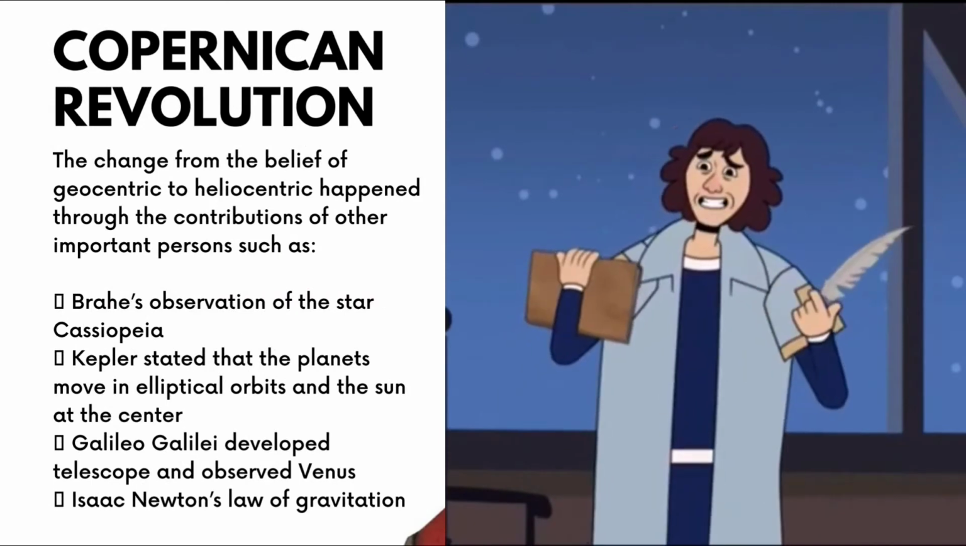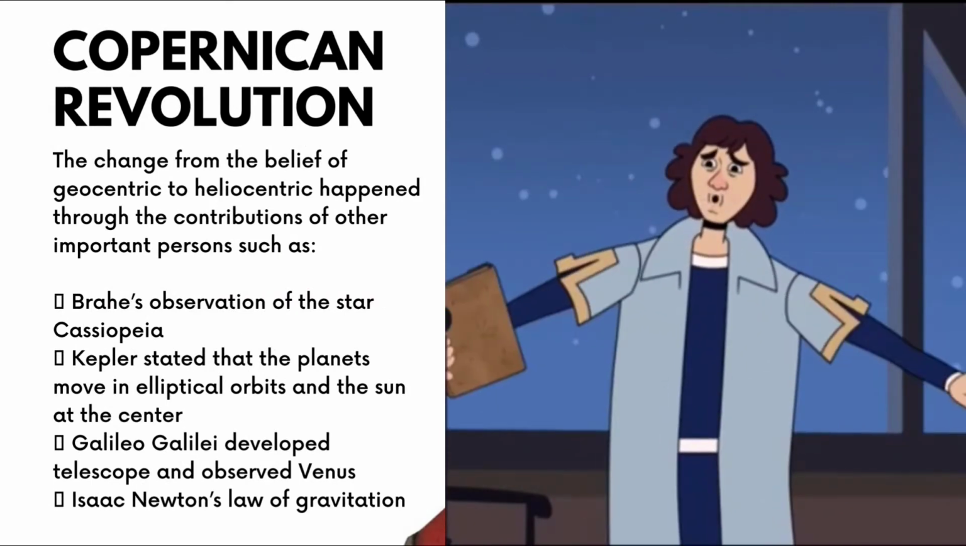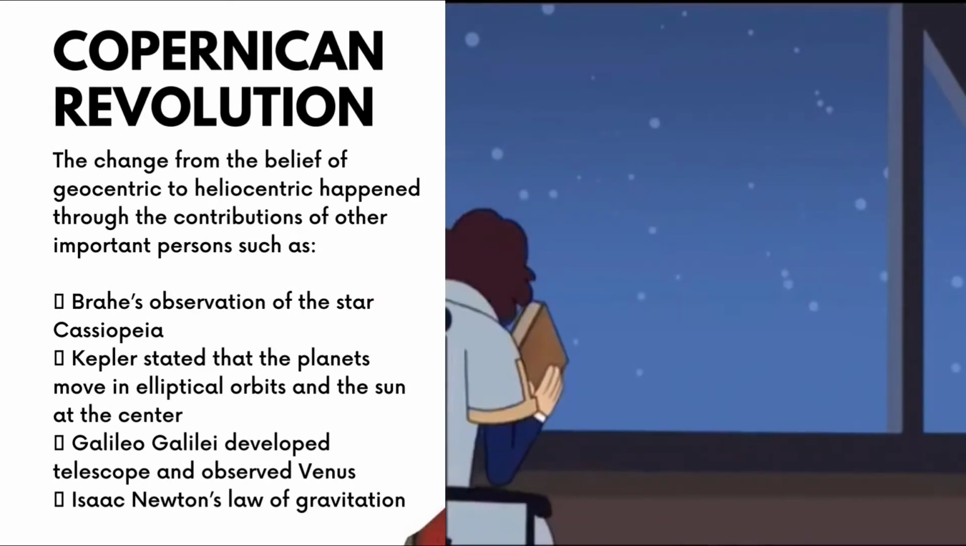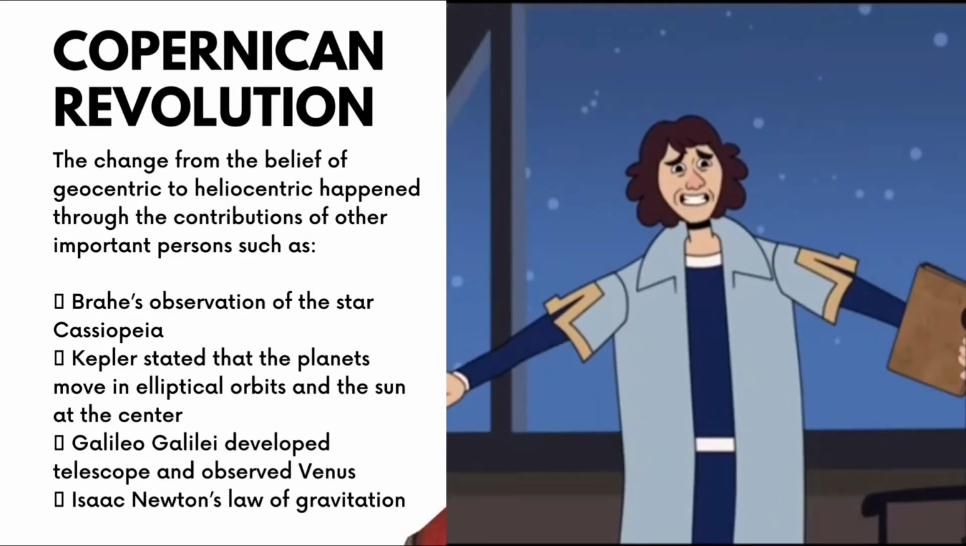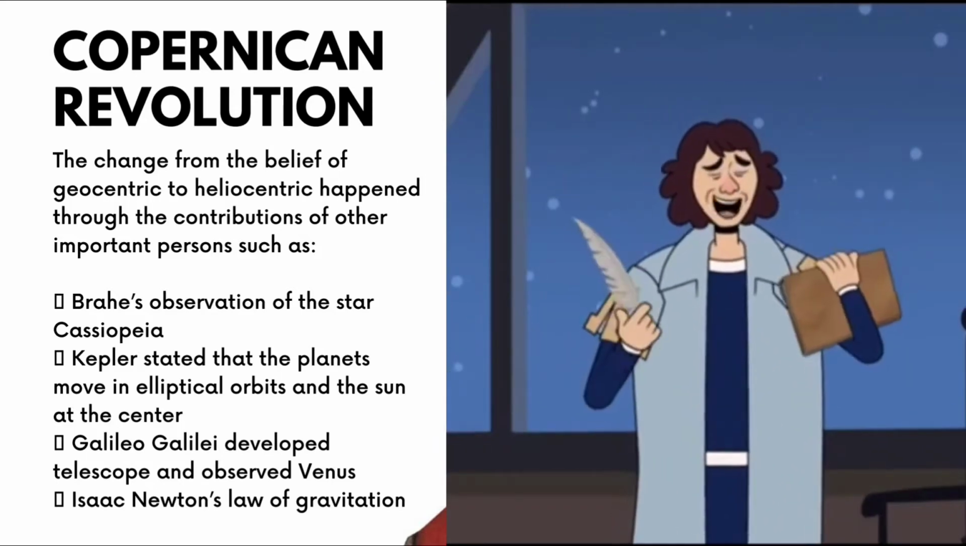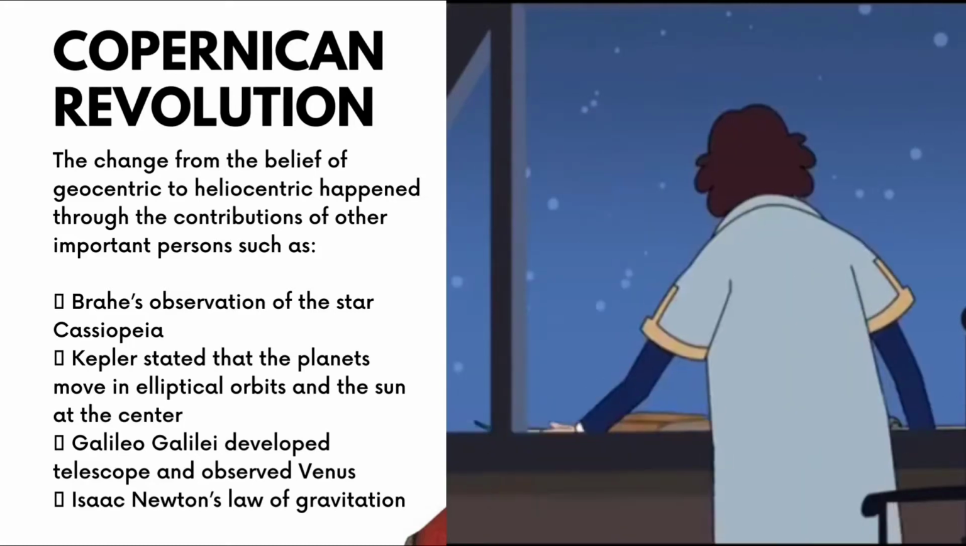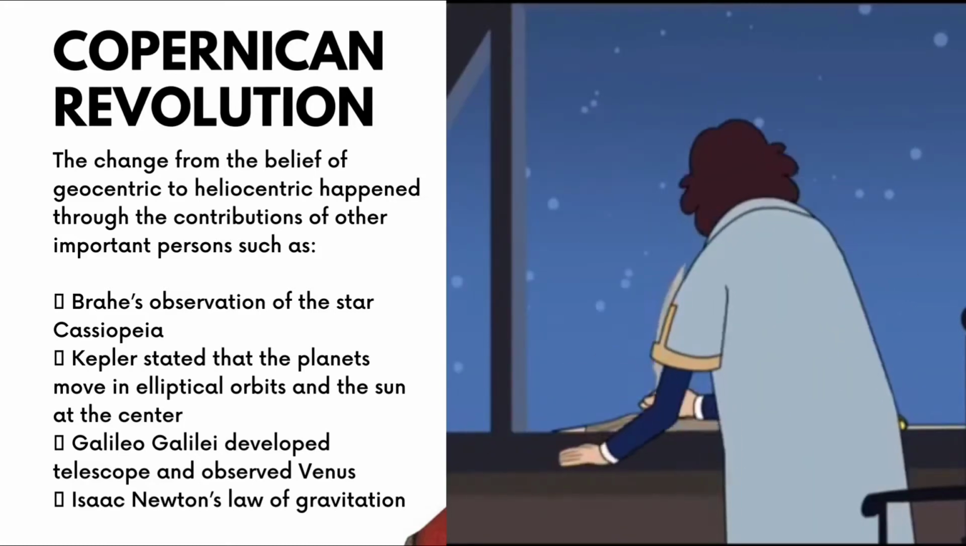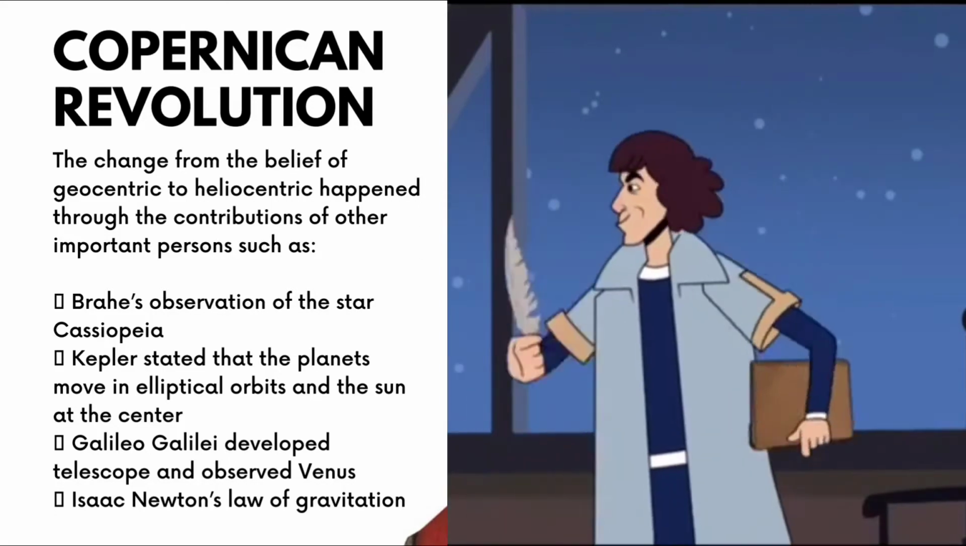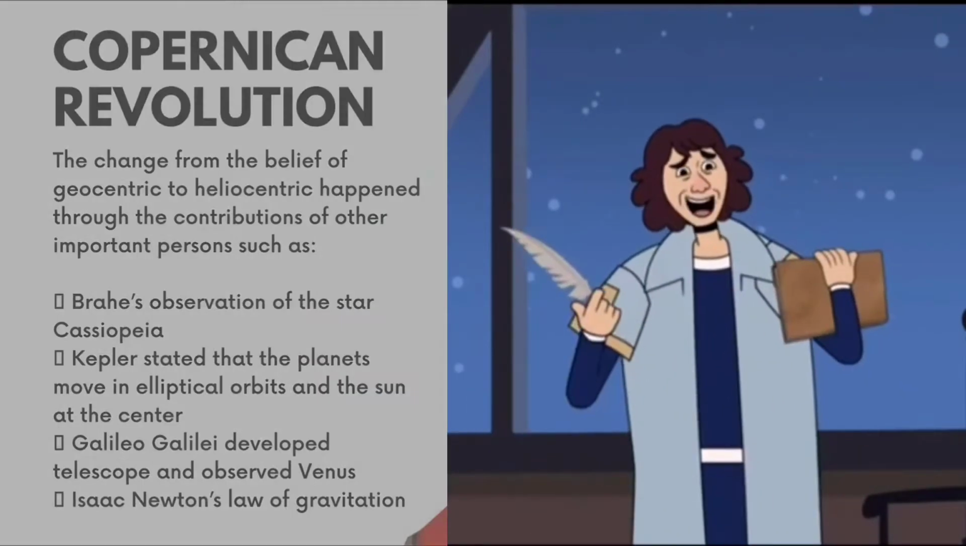The change from the belief of geocentric to heliocentric happened through the contributions of other important people such as Brahe's observation of the star Cassiopeia. Kepler stated that the planets move in elliptical orbits and the Sun at the center. Galileo Galilei developed telescope and observed Venus. Isaac Newton's law of gravitation.